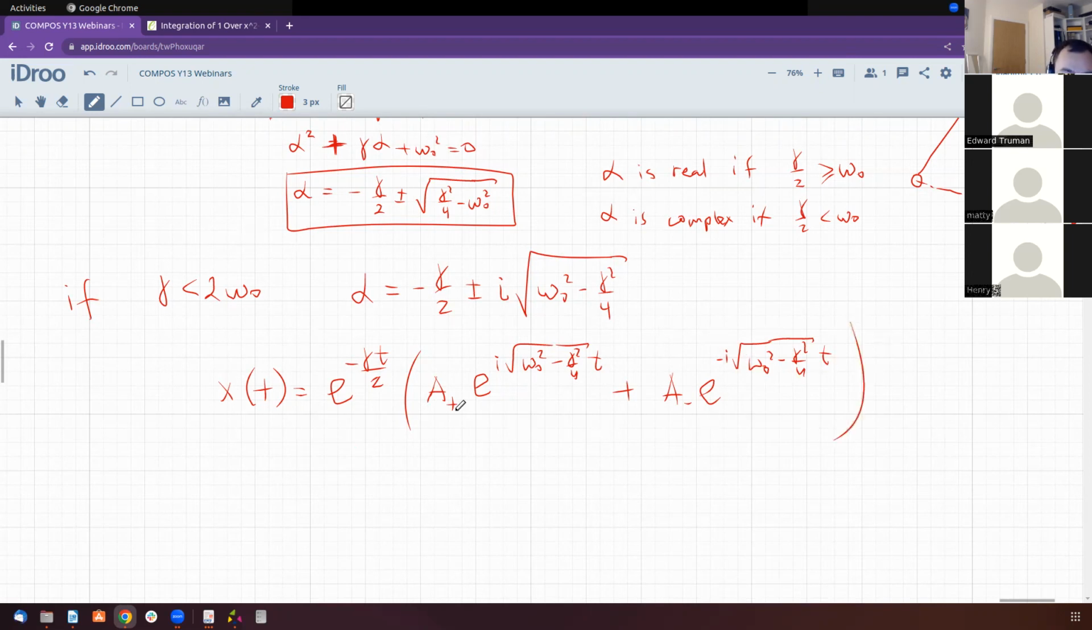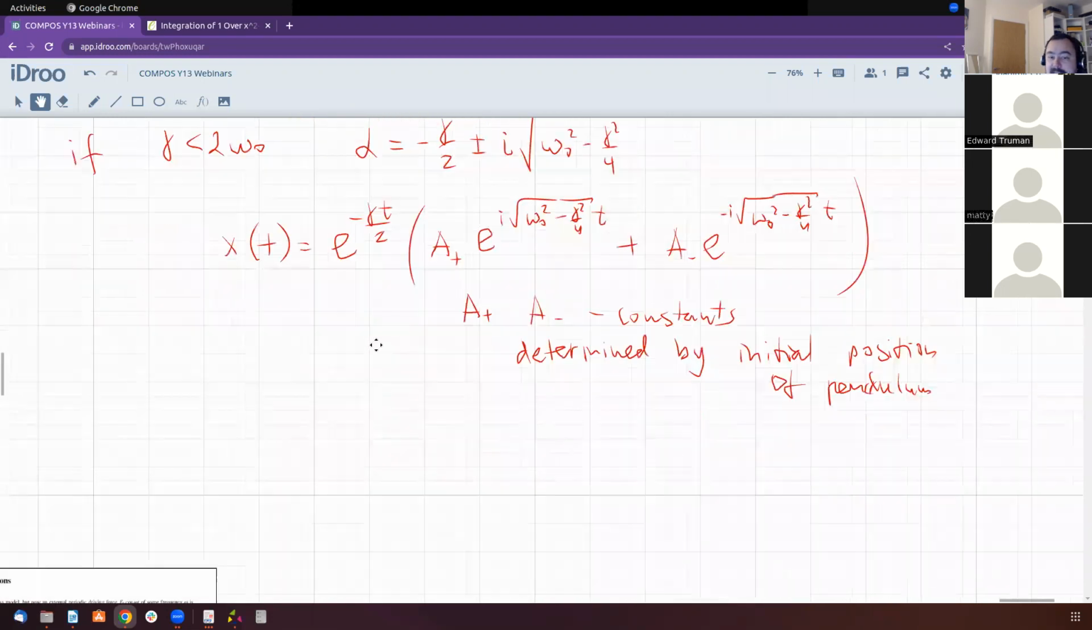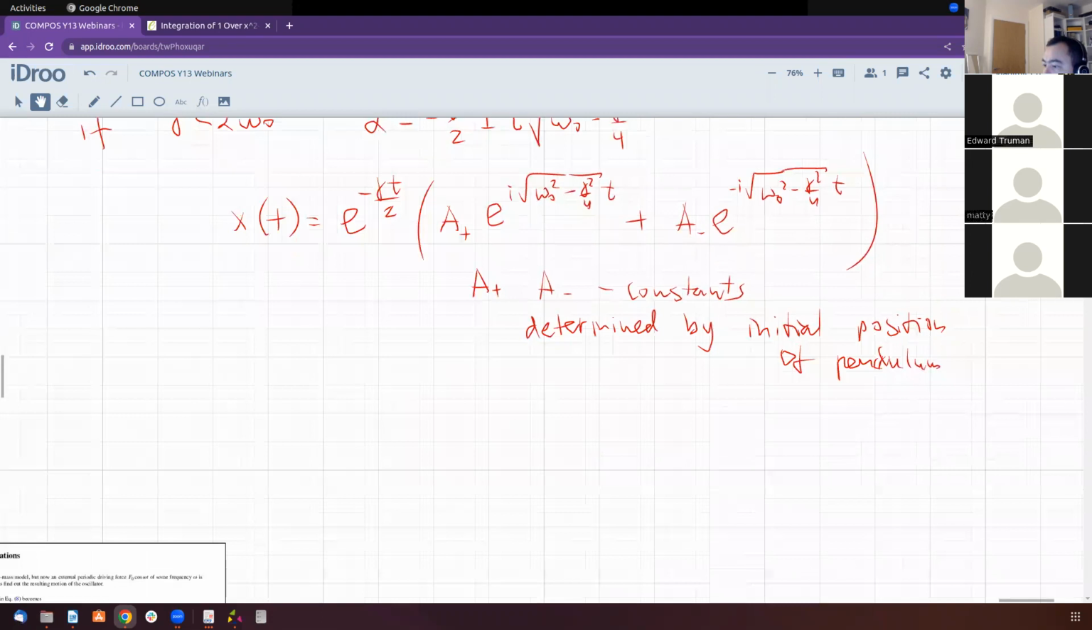Here A plus and A minus are just some constants, which are determined by the initial position of the pendulum. So it's not that important what A plus and A minus are.